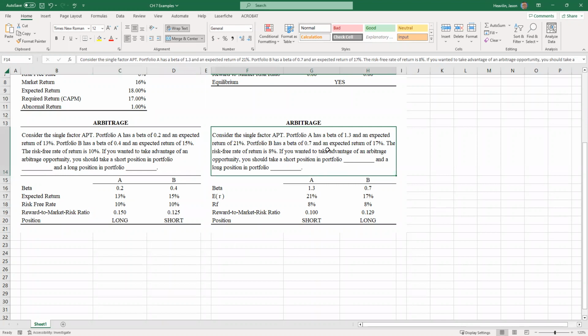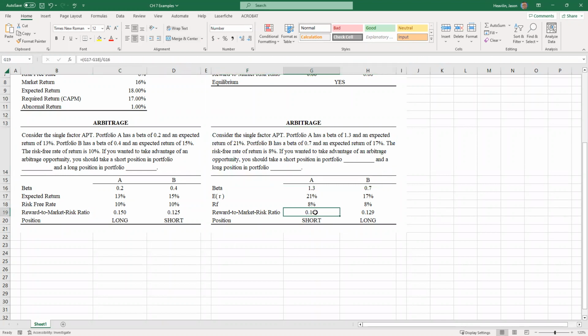Here is another scenario, the same process. Once you identify the reward to market risk ratio, you look at if they're not the same, then you have an arbitrage opportunity. Look for the one with a higher ratio. That's your long position. The one with the lower ratio, that's a short position. And you end up making money without having to put any of yours. You took the money from the short and you got in the long.